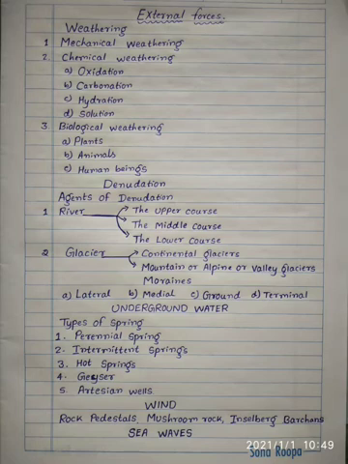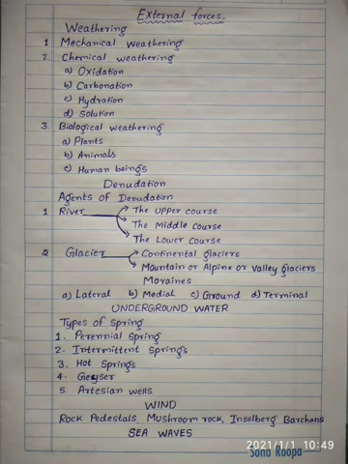Next one is biological weathering. So what is biological weathering? It means the decayed parts of plants and the decayed parts of human beings, when they dissolve into the soil. This kind of dissolution produces humus, which is present in the soil. This humus is going to disintegrate rocks into different kinds of particles.